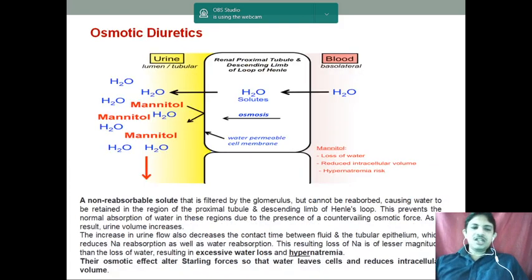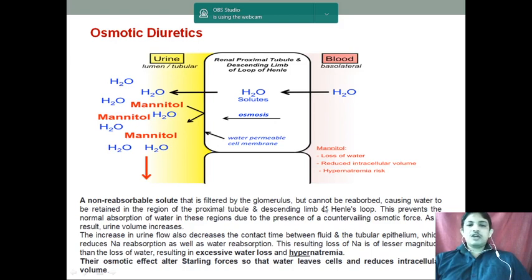Next is osmotic diuretics. Now in the case of osmotic diuretics, if we look at their mechanism of action, again we have the urine or lumen and blood. So water, solute and osmosis. See, we have already discussed osmosis in detail in our very first class of diuretics. So mannitol will be there. Mannitol is a non-absorbable solute.